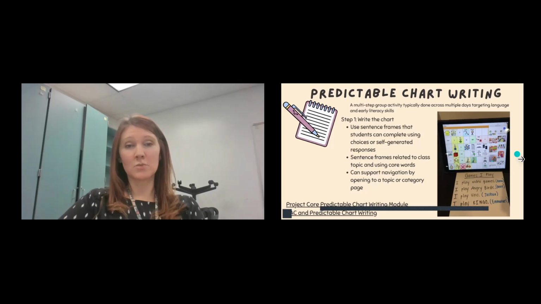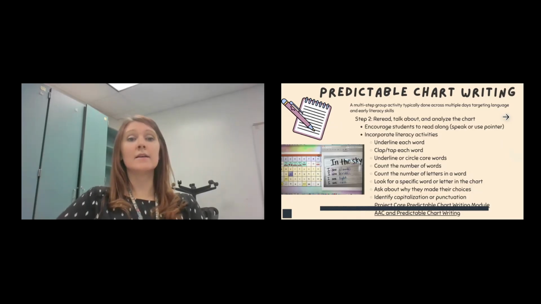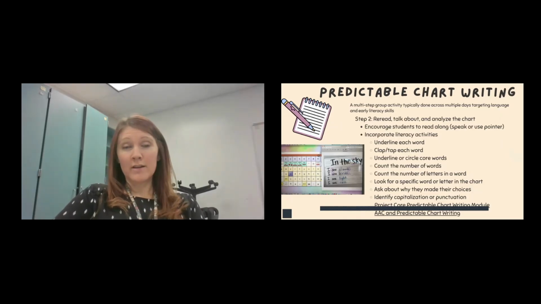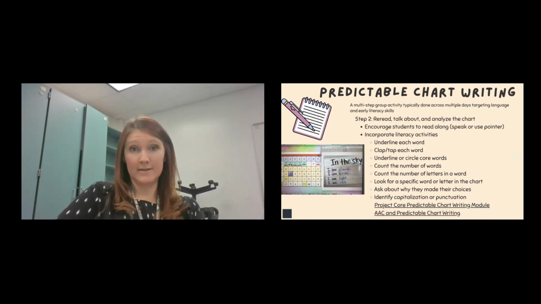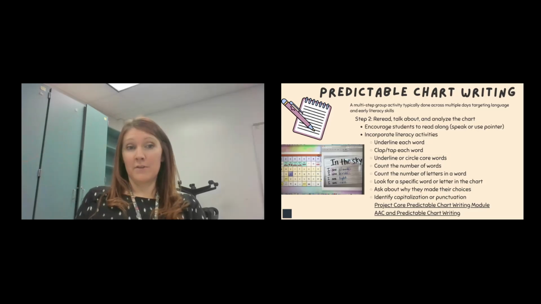So maybe your Monday is just, we're going to write this chart and then we put it away for the day. Step two, so maybe your Tuesday, is you get the chart back out, you reread it, you talk about it, and you analyze it. So it's basically just working with the text. So you can encourage your students to read along as you reread the chart. They can speak if they're able to do that.